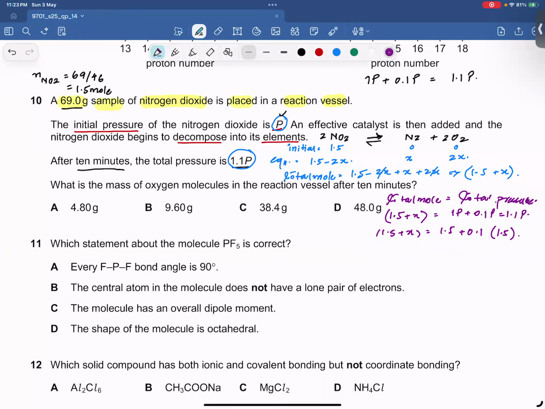Okay, so let me calculate the value of x from here. So x की value is going to be 0.1 into 1.5. That's the value of x from here.